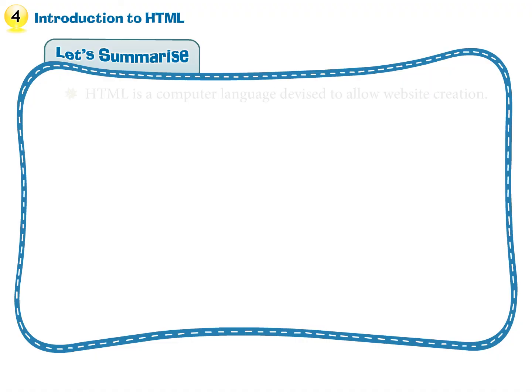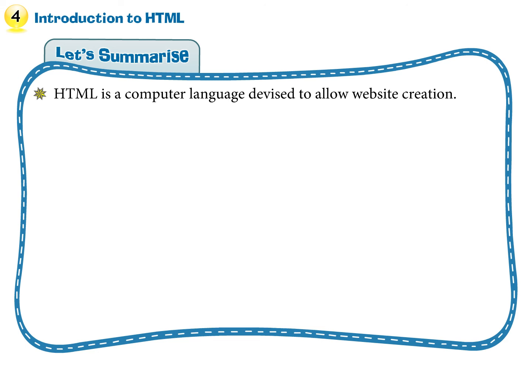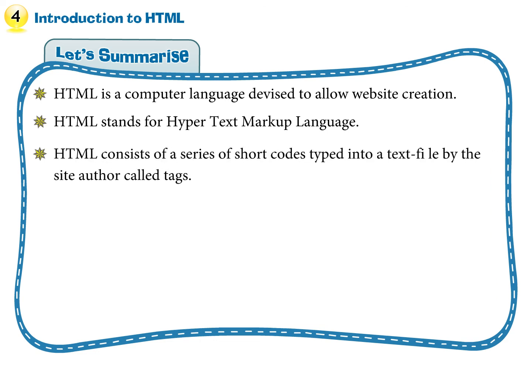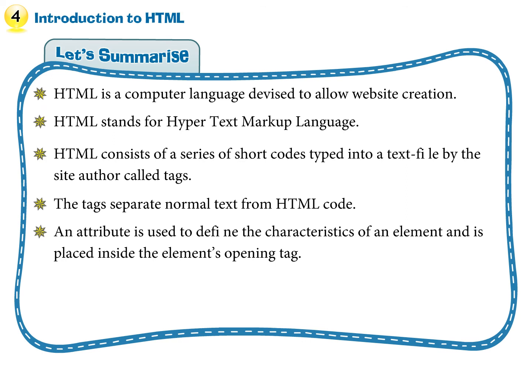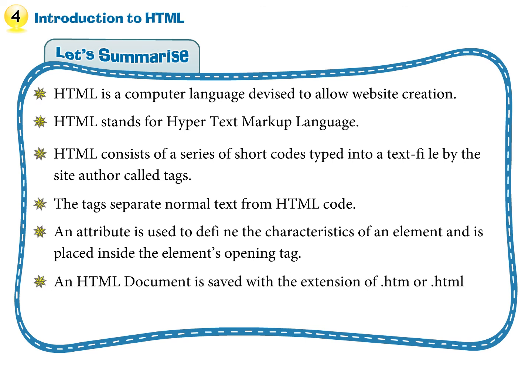Let's summarize. HTML is a computer language devised to allow website creation. HTML stands for Hypertext Markup Language. HTML consists of a series of short codes typed into a text file by the site author called tags. The tags separate normal text from HTML code. An attribute is used to define the characteristics of an element and is placed inside the element's opening tag. An HTML document is saved with the extension of .htm or .html.